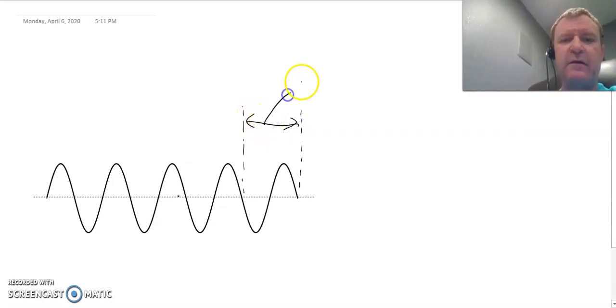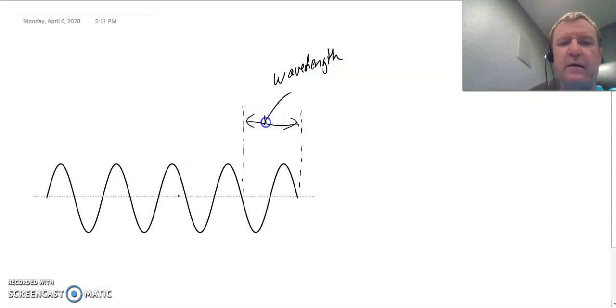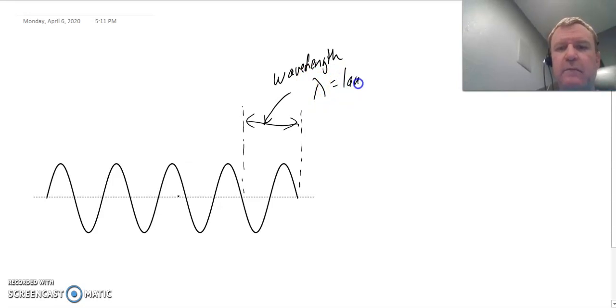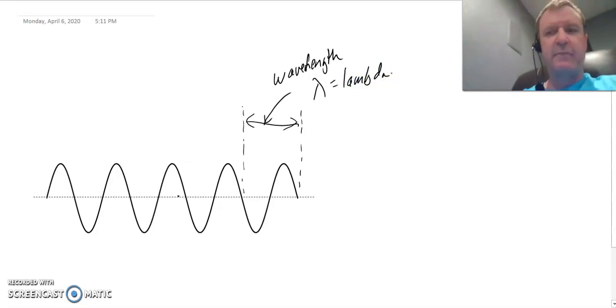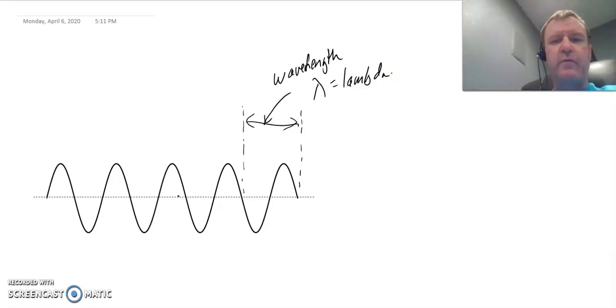Okay, so this then is the wavelength, okay? And that can be from any point on the wave to the next point. And he talked about it could be from crest to crest. It could be from a trough to a trough. It could be from this point to this point. One complete wave is the wavelength. Now, the symbol we use for wavelength is the Greek letter lambda. Okay, so it's that symbol. Many of you have probably seen that in math class, but that's what we use for the wavelength.